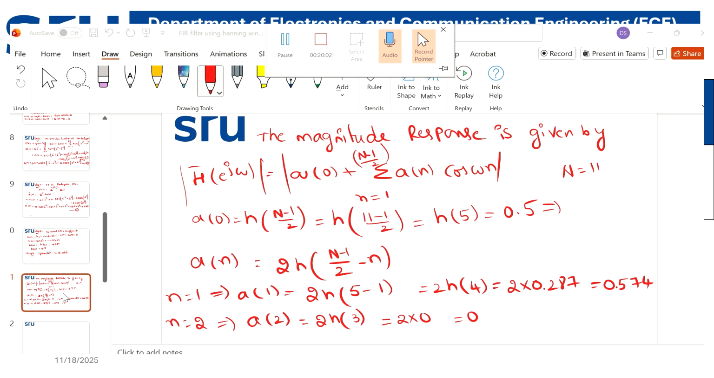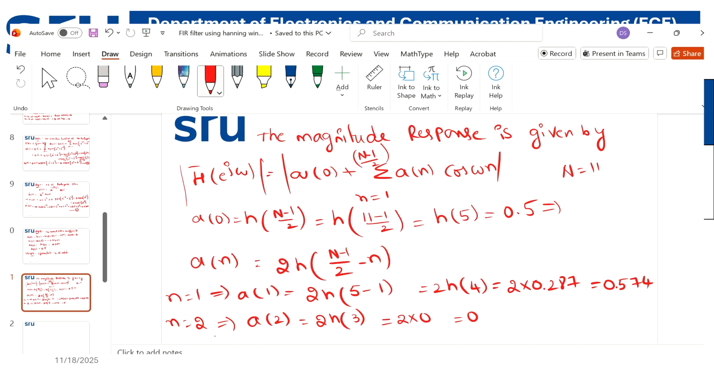Now n is equal to 1, the magnitude response, that is A of 1, is equal to 0.574. If n is equal to 2, the A of 2 will be 2 into h of 3, which is equal to 0. Now again n is equal to 3. The A of 3 value is equal to 2 into h of 5 minus 3, that is 2.